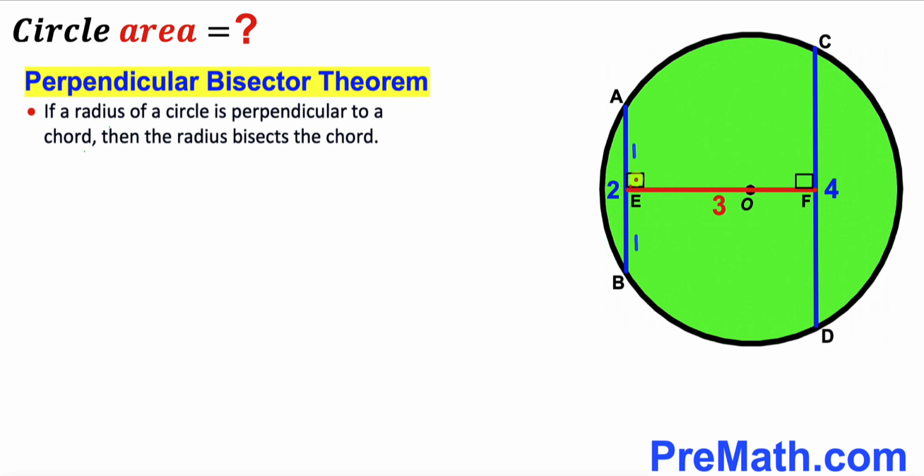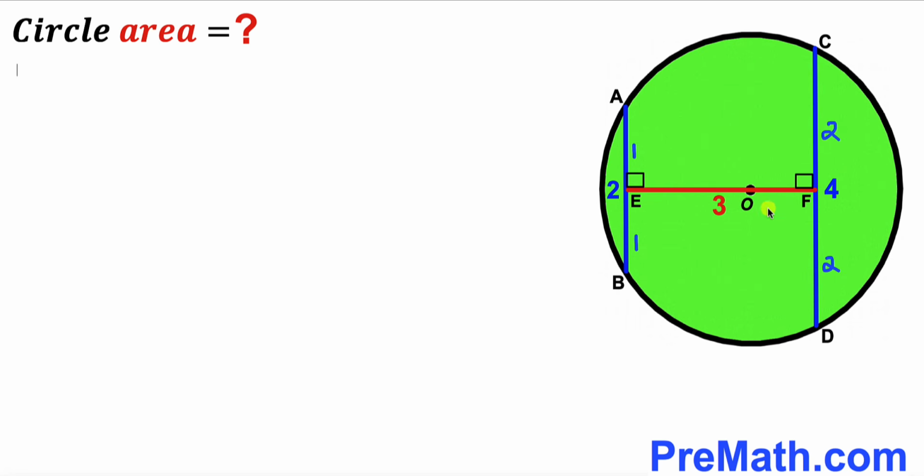Likewise, this perpendicular EF is going to bisect the chord CD into two equal parts. We know the whole chord length is 4. Therefore, segment CF length is going to be 2, and likewise DF length is going to be 2 units as well. Now in this next step, I am going to connect the center O with these two points A and C, as you can see.